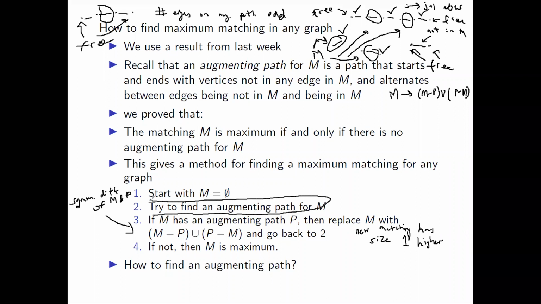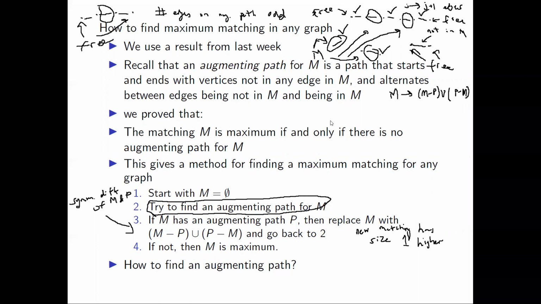How are we going to find that augmenting path for the matching M? And if we have a way to find the augmenting path, the rest of the algorithm, we have described exactly what we're going to do with that augmenting path. It's just this part right here, we were very vague. We didn't say how we're going to find that path. So now we need to talk about how can we find that path?